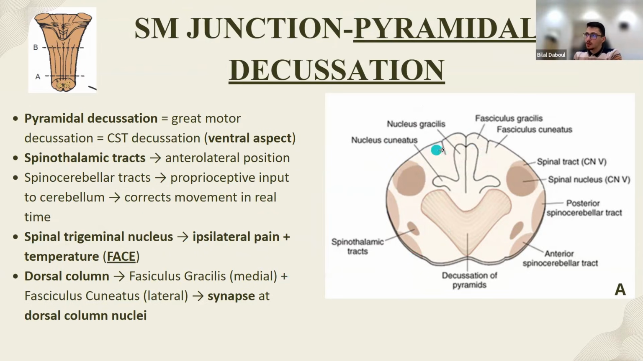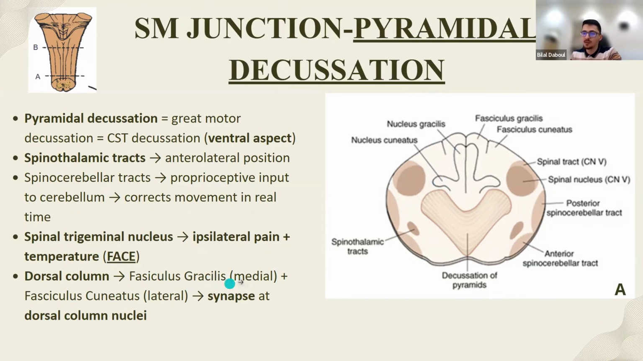When it comes to the dorsal aspect, we see the continuation of the dorsal column. You have two parts to the dorsal column: the medially placed fasciculus gracilis and the laterally placed fasciculus cuneatus. And you have corresponding nuclei, the nucleus gracilis and nucleus cuneatus, from which the second order neurons originate, then cross the midline and become the medial lemniscus, as we discussed previously.